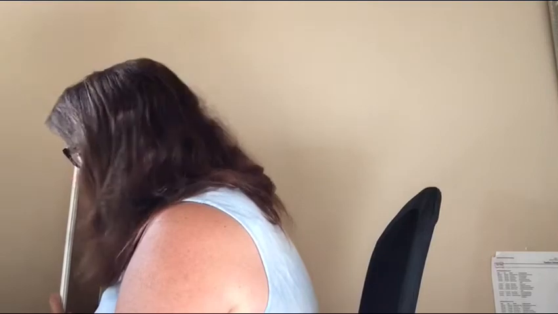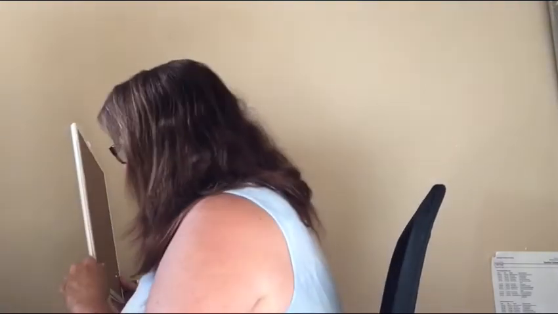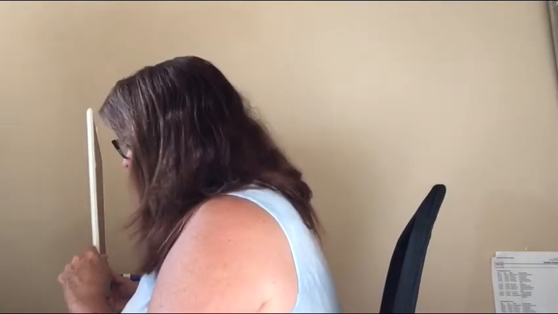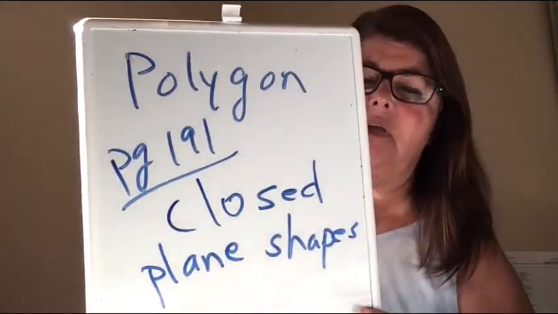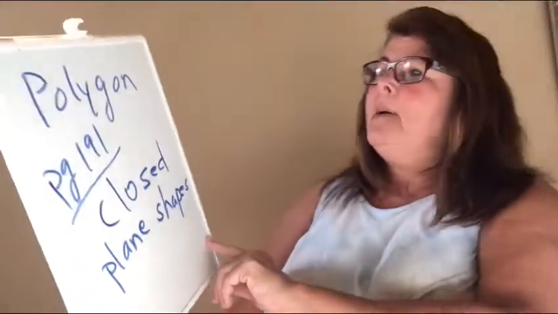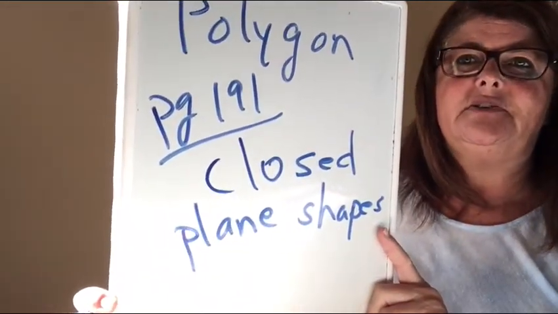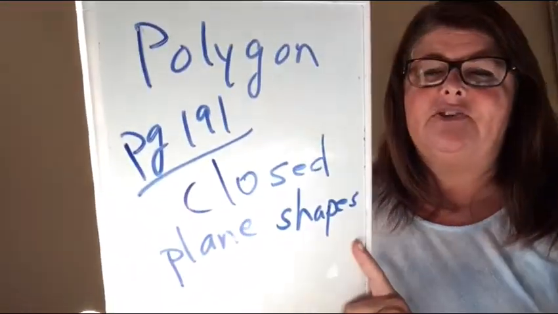We're doing polygons. They are called closed plane shapes. They are flat shapes. They're not 3-dimensional or 2-dimensional. We're going to get into that next. So we are doing polygons. We're doing additional practice homework, page 191, lesson 13.2, closed plane shapes.